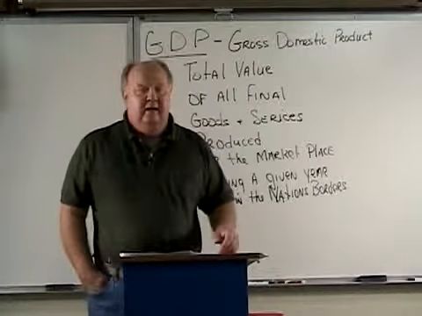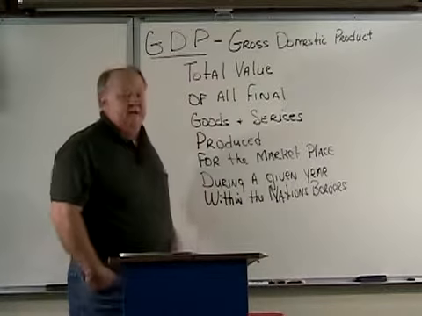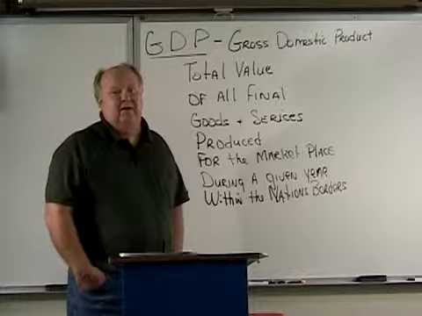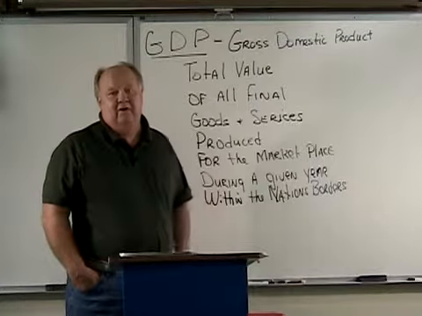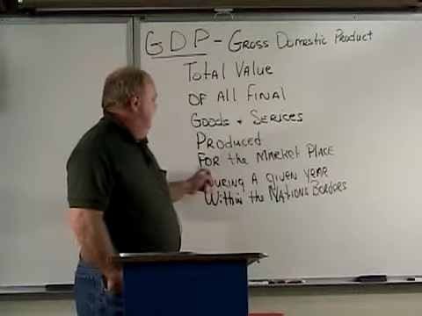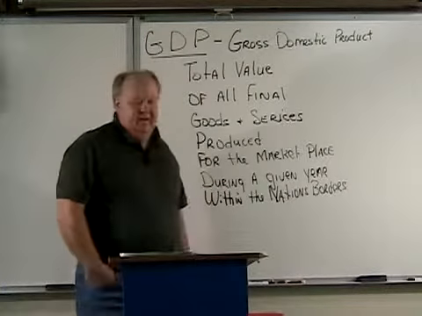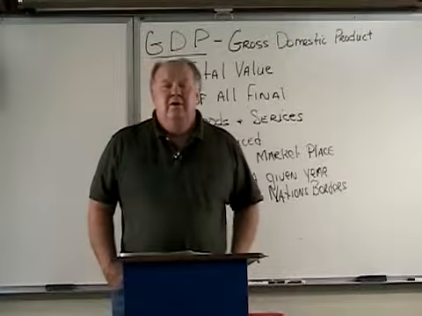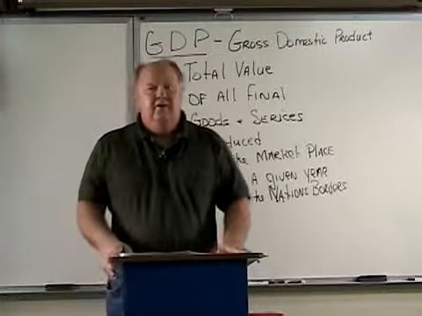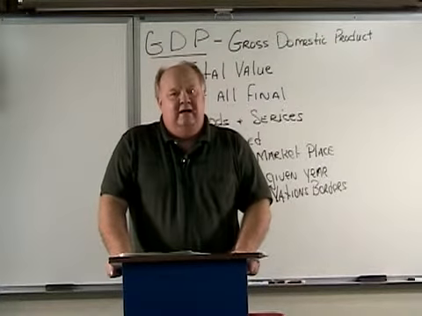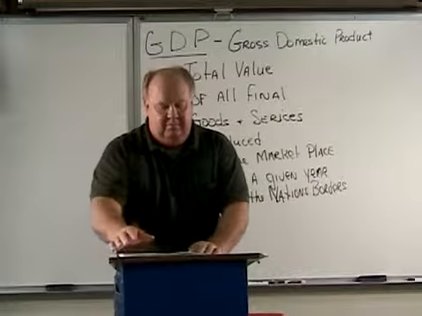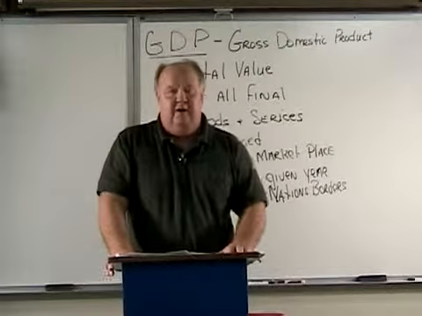And then during a given year, we say that GDP is a flow variable, meaning that it's measured over a period of time. It isn't a stock variable that is measured at a given moment in time, but over a period of time. And then within the nation's borders, we only count goods that are produced within the nation's borders. You should have a real good understanding of this definition to be able to appreciate and calculate gross domestic product.